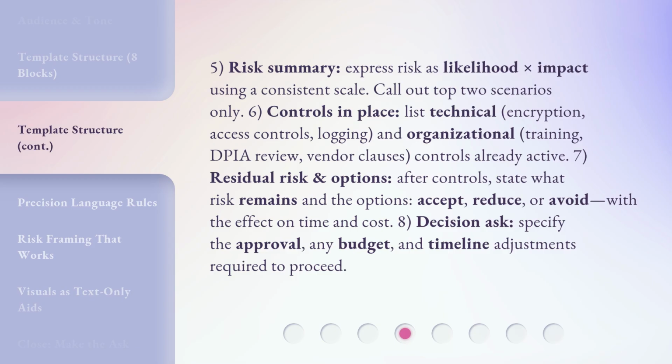Controls already active. 7. Residual risk and options. After controls, state what risk remains and the options. Accept, reduce, or avoid, with the effect on time and cost. 8. Decision ask. Specify the approval, any budget, and timeline adjustments required to proceed.